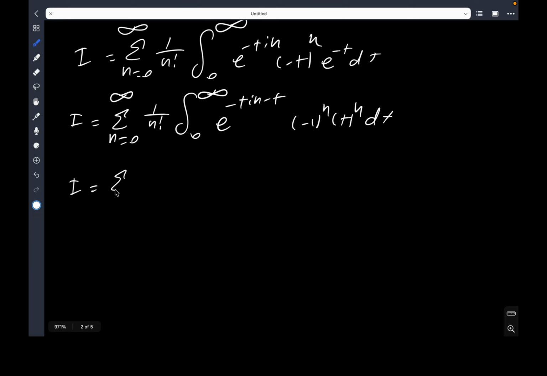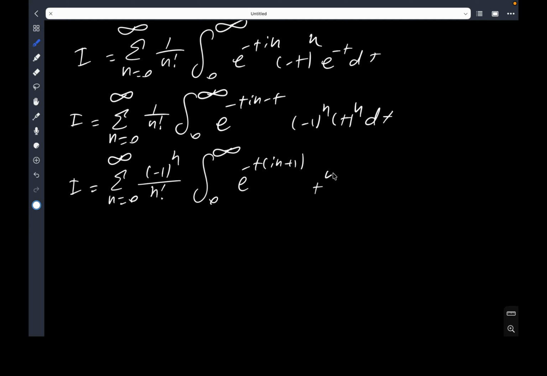I therefore is the infinite sum from 0 to infinity of 1 over n factorial. I can move this negative 1 out here as well, so I'm going to do that. Negative 1 to the n over n factorial, the integral from 0 to infinity of e to the negative t times (n plus 1), t to the n dt.